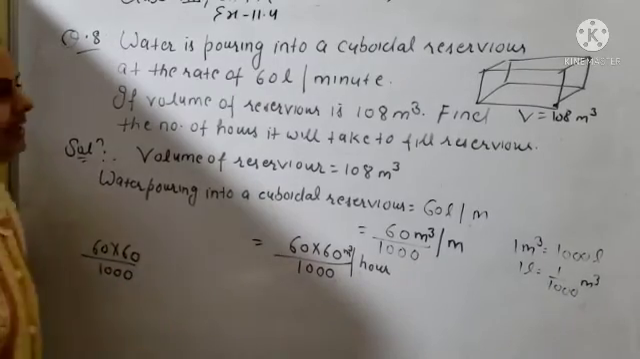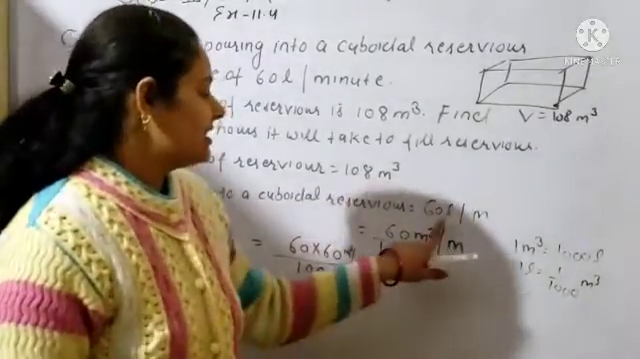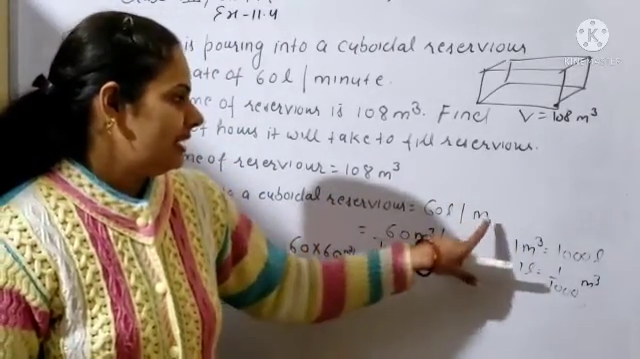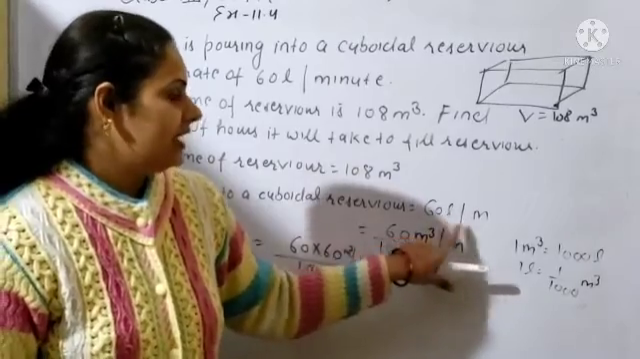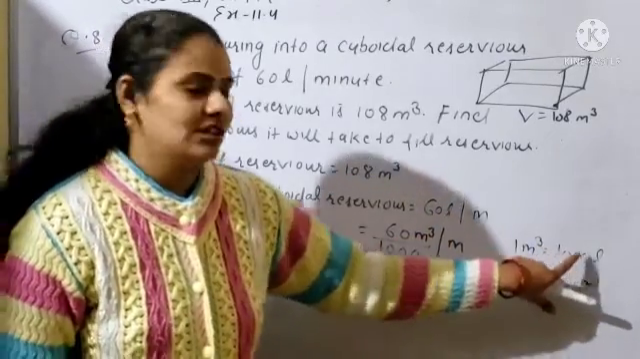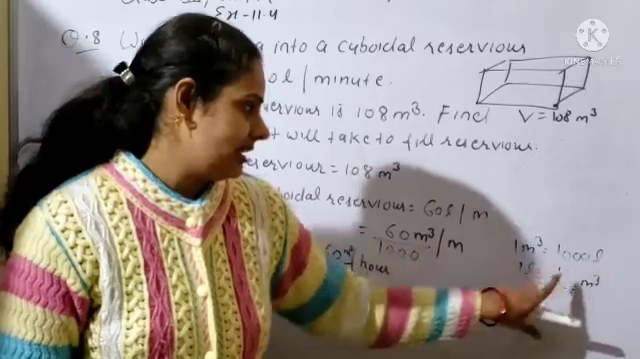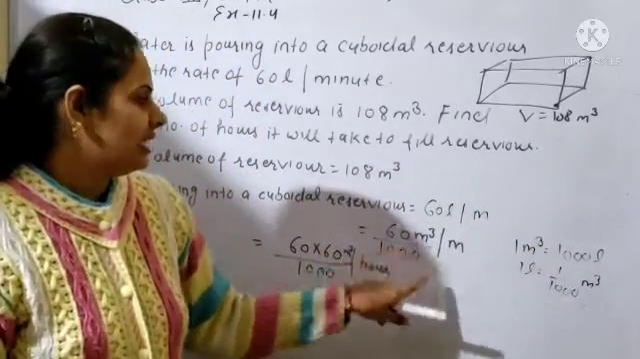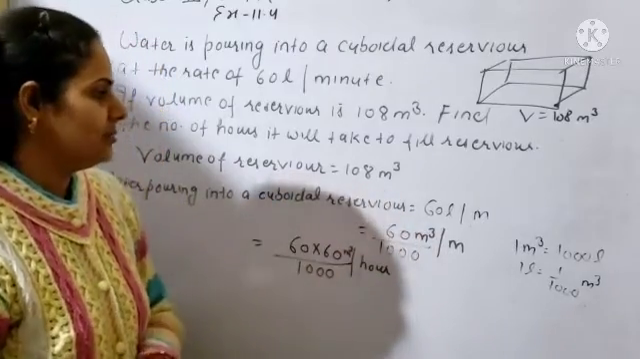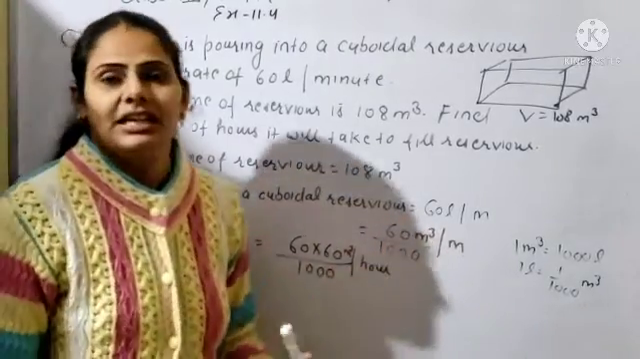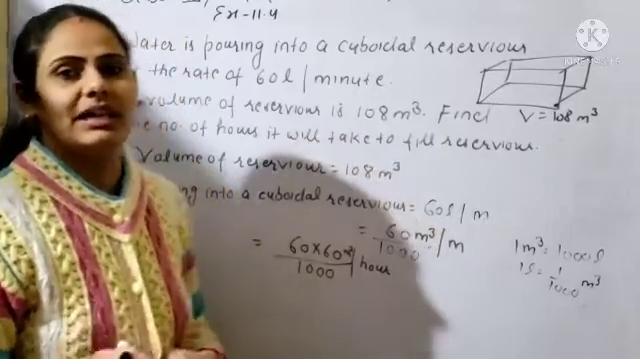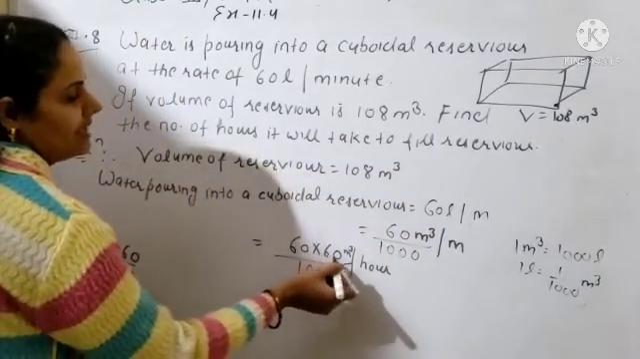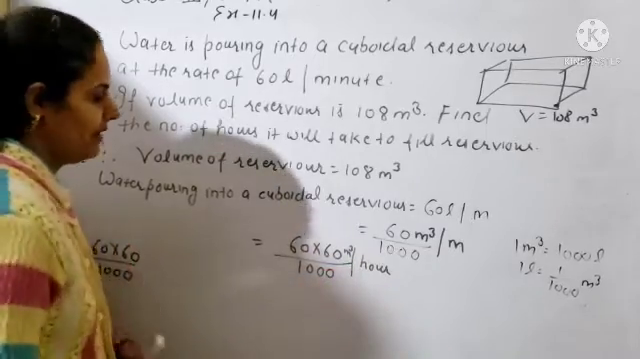Okay, and you can multiply, and after that you can write also. This is 60 liter per minute. So first of all you have changed the liter, 60 liter per minute. So first you can change liter into meter cube: 1 meter cube is equal to 1000 liter, so 1 liter will be 1 upon 1000 meter cube. So 60 liter you will change in meter cube. So it will be 60 upon 1000 meter cube, and this is per minute. Now you are changing minute into hours. So 1 hour is equal to 60 minutes. So it will be 60 into 60, and this one will be per hour.